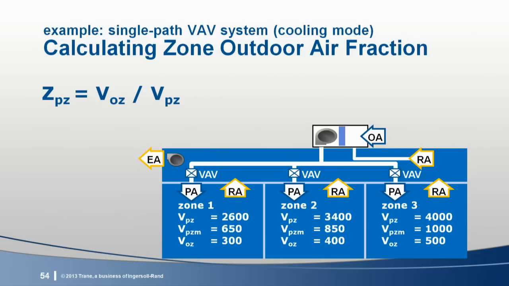For Zone 1, the design primary airflow is 2,600 CFM, and the minimum primary airflow setting is 650 CFM. So the worst case outdoor air fraction from Zone 1 is 0.46, 300 CFM of outdoor air divided by 650 CFM of primary air. Solving for the other zones, we find that the outdoor air fractions vary from 0.46 to 0.5 for this example system.